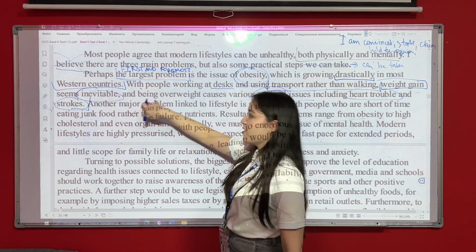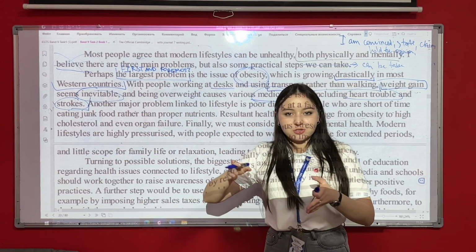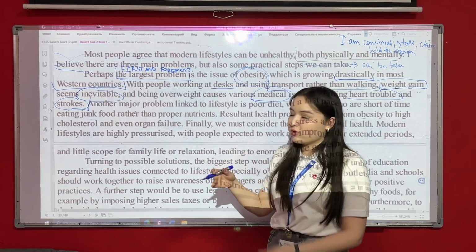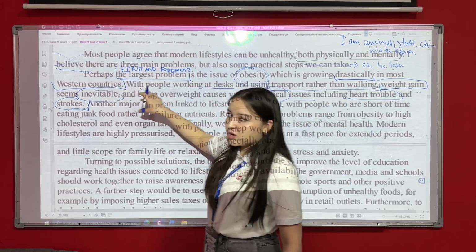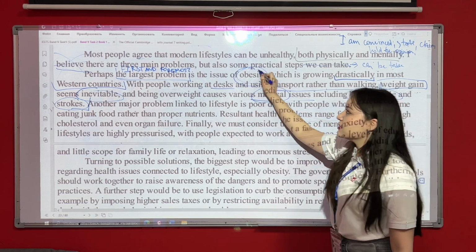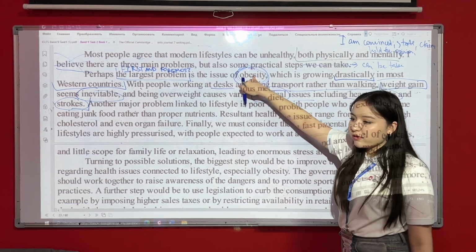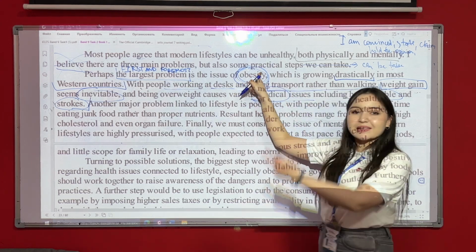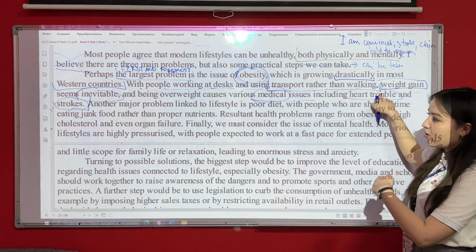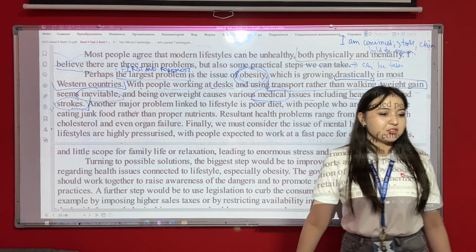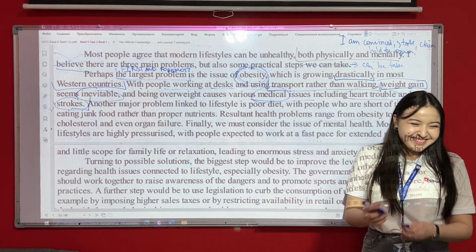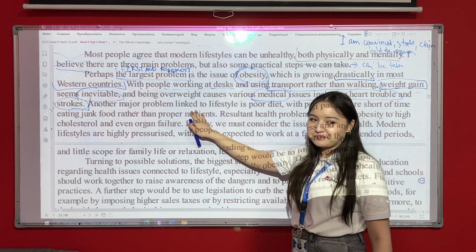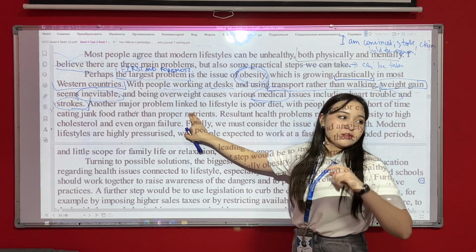Because here we have another major problem. So this is a linking word, which is pointing out that we are already talking about another point, right? So this was about the problem. The problem is obesity. The cause of obesity is working at desks. And what can obesity lead to? It can lead to heart trouble and strokes, right? Не thrombosis, а strokes. Okay, thromb это in Russian, okay? Is it understandable? Yes.